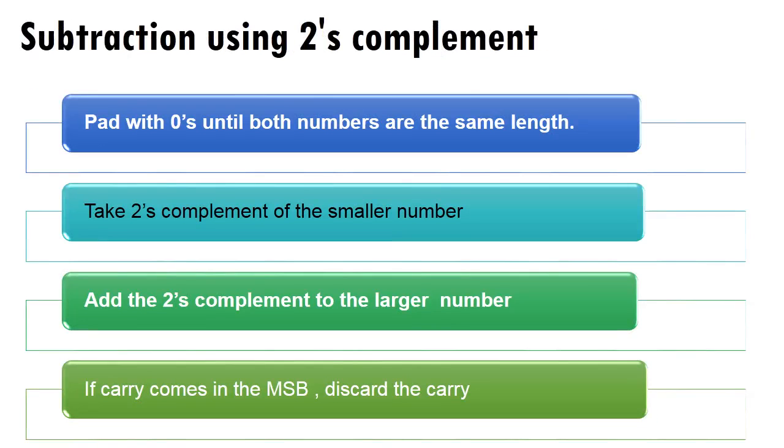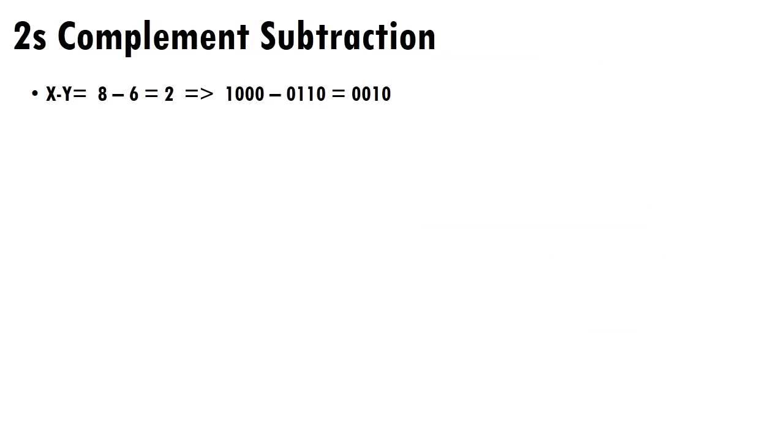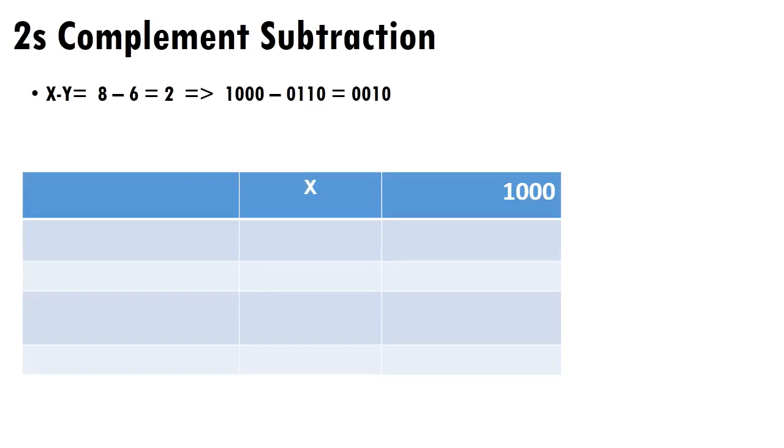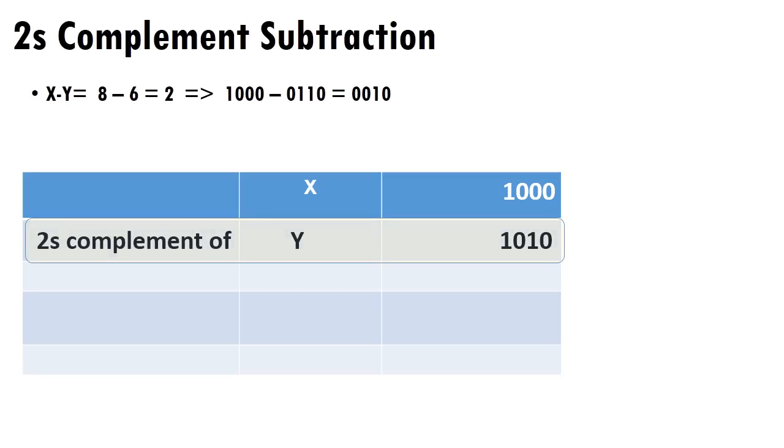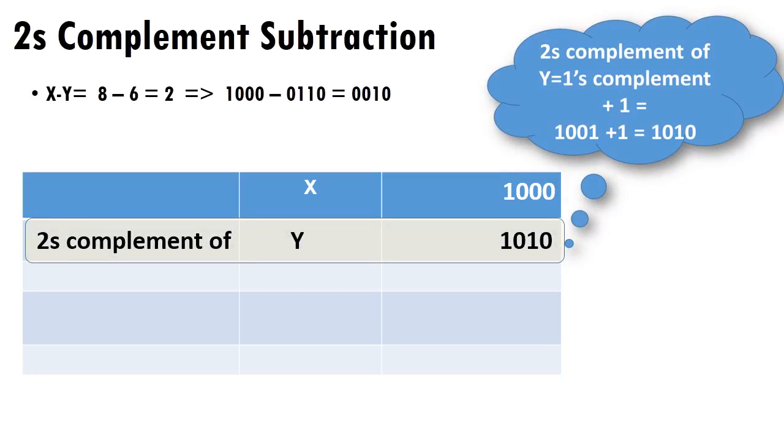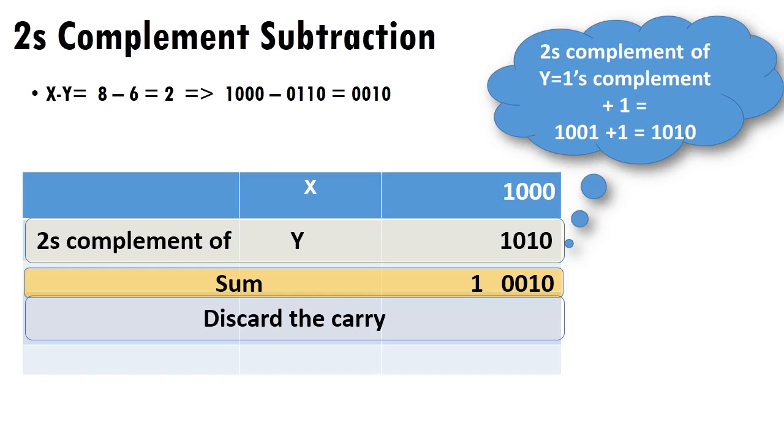Similar to 1's complement, we have 4 different rules for subtraction using 2's complement. Now we are going to see the subtraction using 2's complement. Here we have taken two numbers, 8 and 6. In this example, the x value is 1000 and the 2's complement of y is 1010. When we add these two values, we obtain a carry. And as per the rule, we discard that carry, and the final answer is 0010, which is equivalent to the decimal value 2.